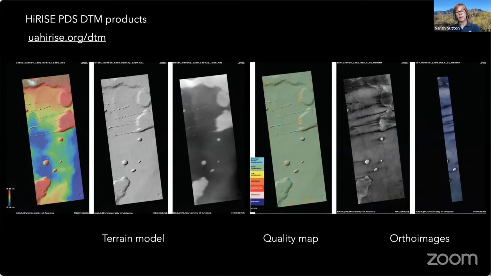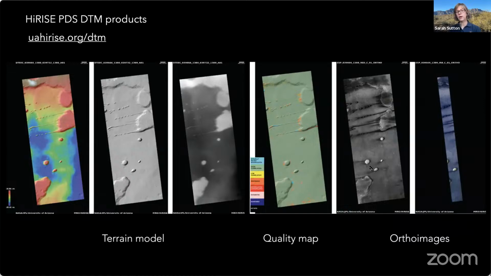Then we produce a quality map that comes out of the software we use, which provides the user with knowledge of where the elevation model is reliable, which is the sea green color, and where there might have been some interpolation, which are these yellow and orange areas. And then there are some turquoise areas that are manually edited. I'll talk about that a little bit later too.